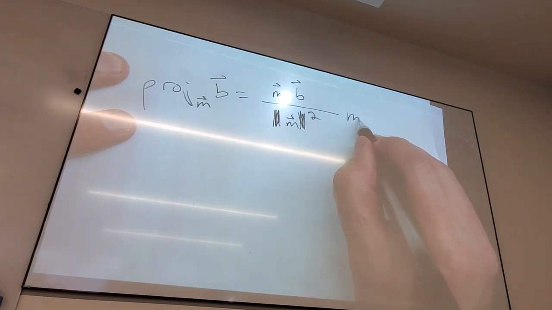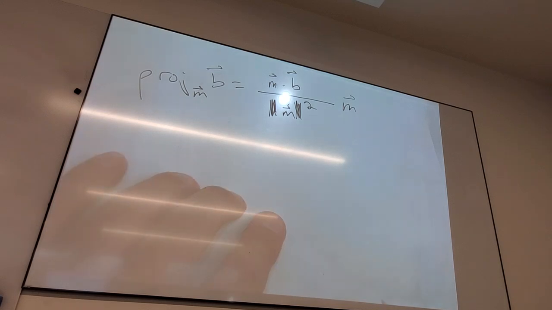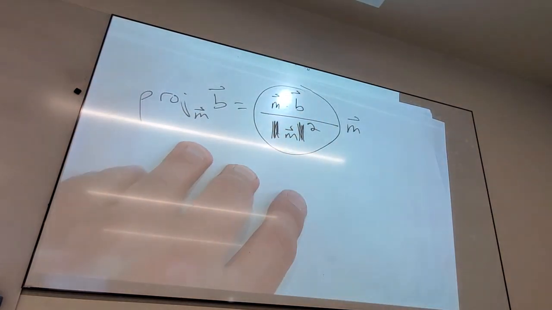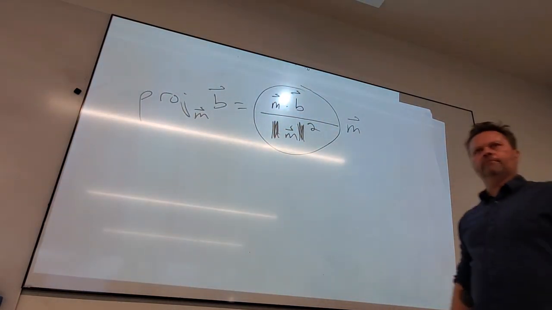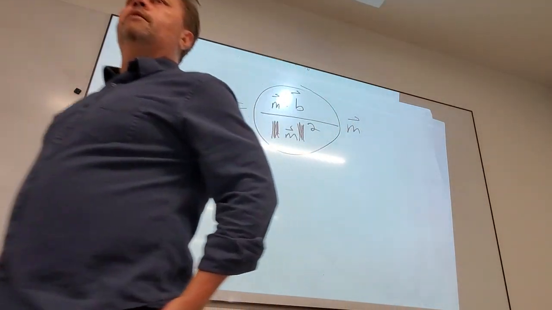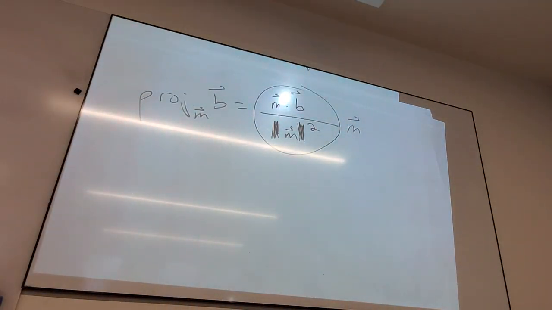Times m, not dot. Yeah. Because what kind of thing is this? Is it vector, scalar, line, plane, rhombus? Scalar. Yeah, in fact, that part is the component of b along m. So if I do projection of something on something else, that's why the m is on the bottom. That's why I multiply by m, because I've got to be in the direction of m. I've got to be on the m vector, so I have to multiply by it, so I'm lying on it.